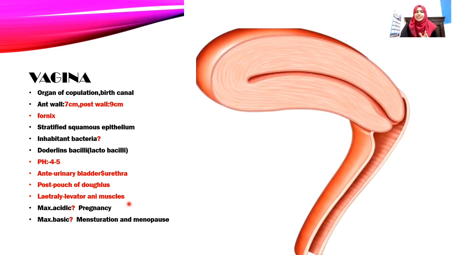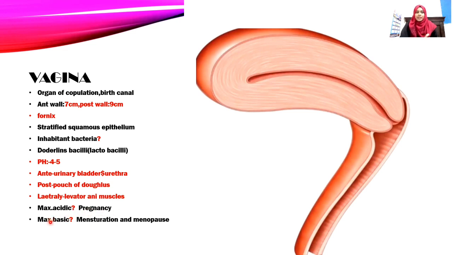And it is laterally in relation with levator ani muscles. The levator ani muscles are the muscles that hold all the pelvic organs in place. Okay. So as we said earlier, the vagina has a pH of 4 to 5. Okay. Next question, most commonly asked: in which condition does the vagina become the most acidic? The answer is pregnancy.